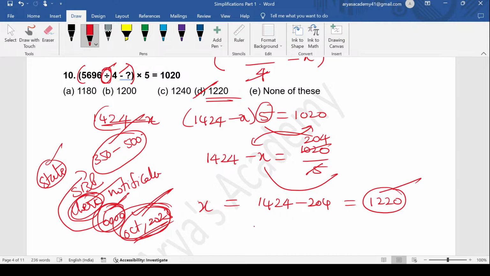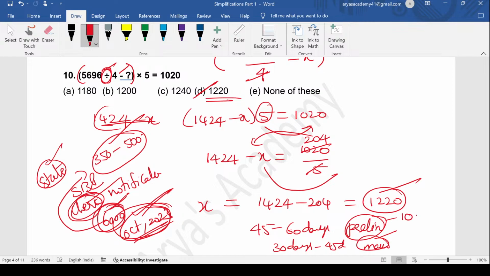After the notification, you might have 45 to 60 days for the preliminary exam, and from there around 30 to 45 days maximum for the mains exam, including the announcement of the result. After prelims, you usually get the result between 10 to 20 days. After the result, you will have only 15 to 20 days to appear for the mains.